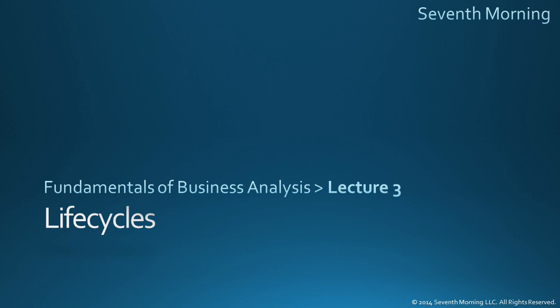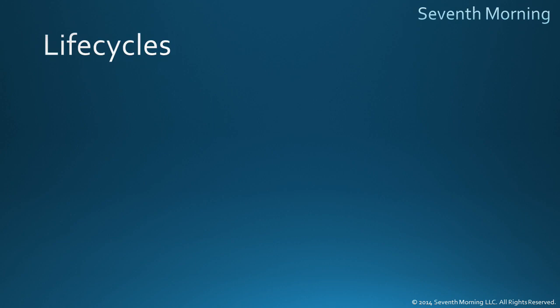Okay, welcome to lecture number 3. Now, before we start our discussion of requirements definition, which will take the majority of the rest of the course, we need to talk about various types of life cycles. You've probably encountered life cycles already. Life cycles are models that describe the life of something that has a defined start and end.